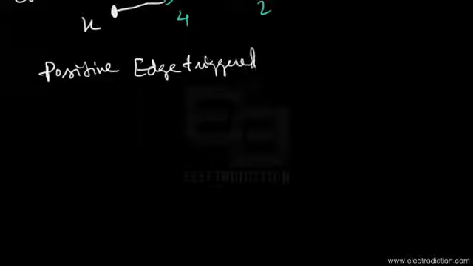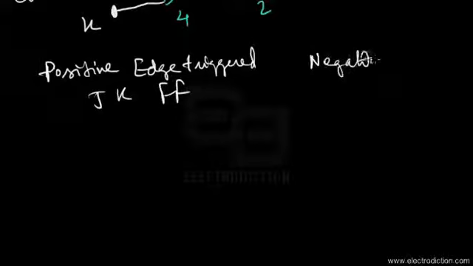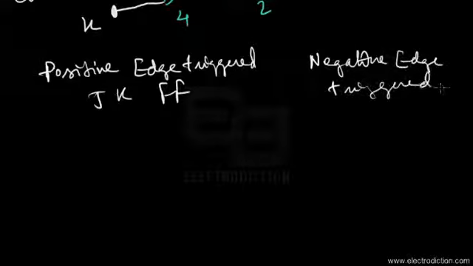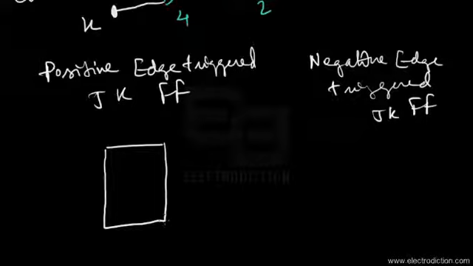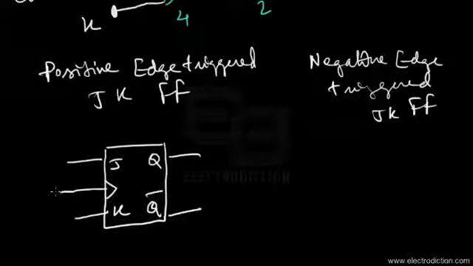One is the positive edge triggered JK flip-flop. Let me first write it down: positive edge triggered JK flip-flop. And the other is the negative edge triggered JK flip-flop. Depending upon the two types of flip-flops, we will have two different types of logic diagram representations for both of them. If this is the logic diagram of a positive edge triggered JK flip-flop, then it would look somewhat like this. Here's the clock.